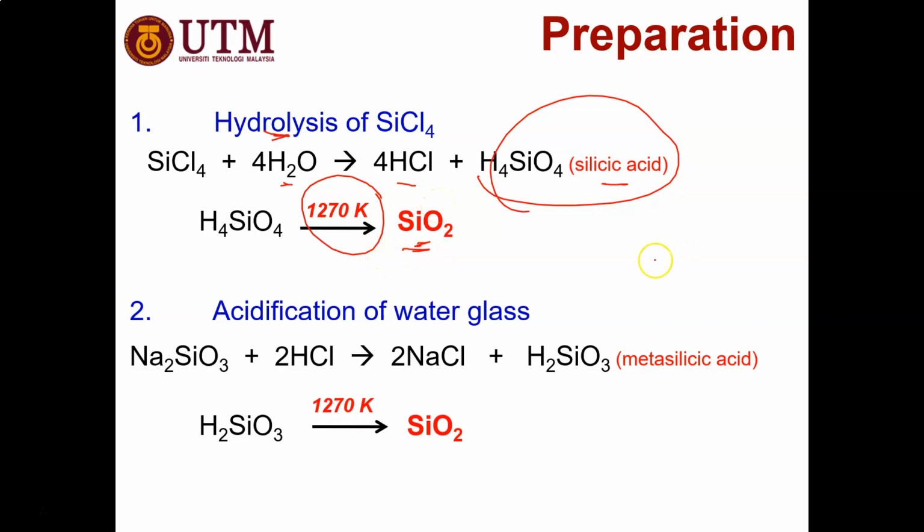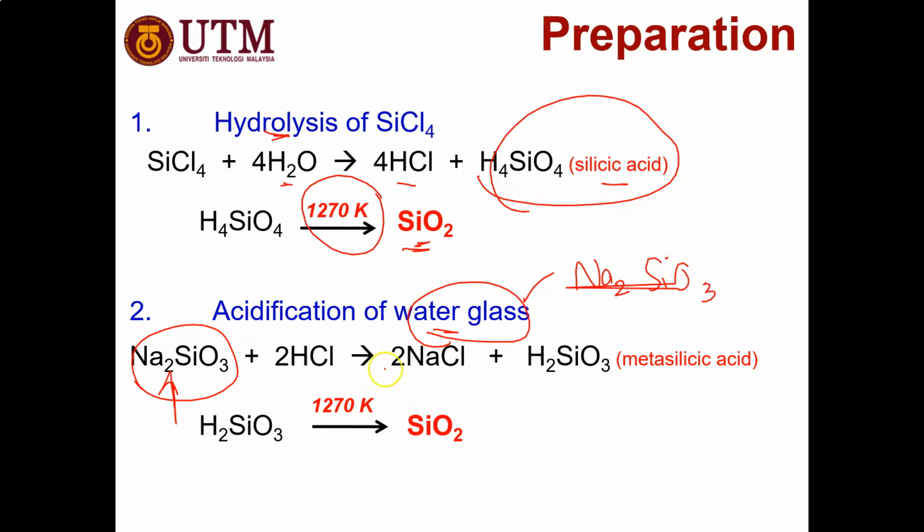The second way pun sama, dapat acid dan panaskan, which is the acidification of water glass. So apa itu water glass? From here on, awak akan selalu dengar pasal water glass. Water glass is actually sodium silicate. So sodium silicate bila larut dengan air, kita akan dapat water glass, which is why sometimes people will say sodium silicate, sometimes people will just use water glass. So kena ingat, when we talk about water glass, it is referring to Na2SiO3.